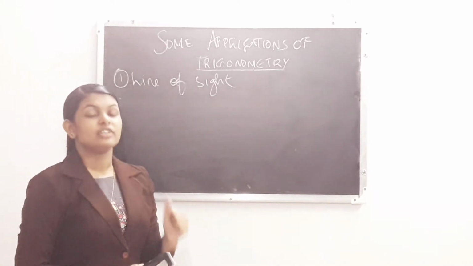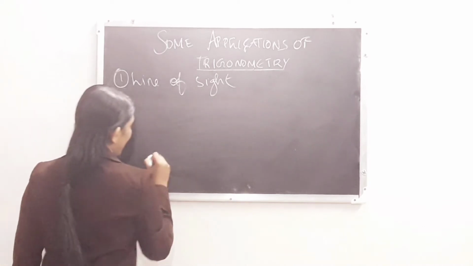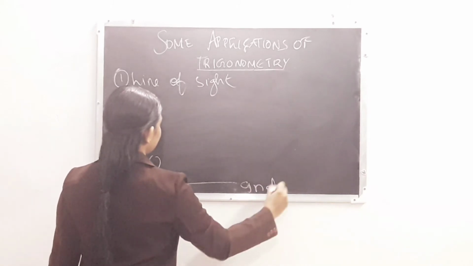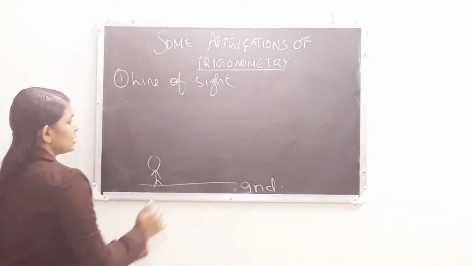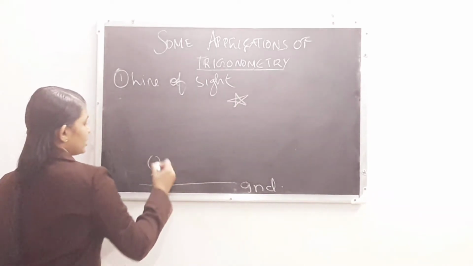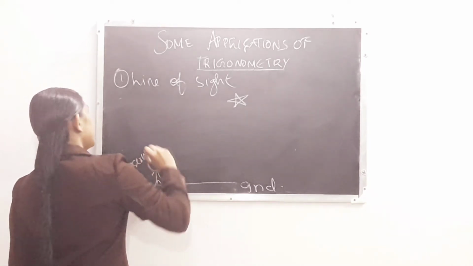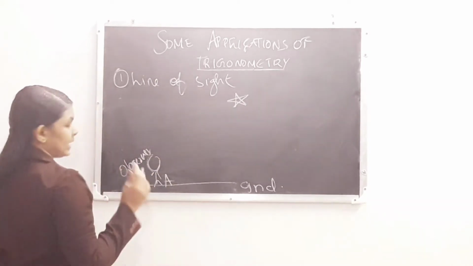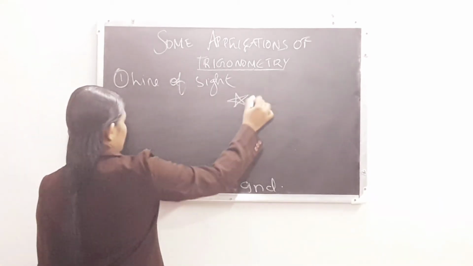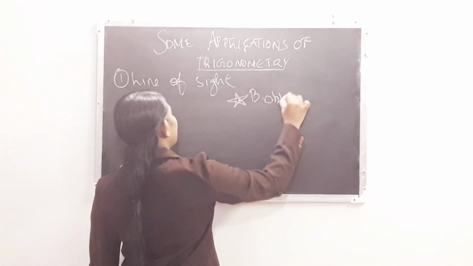Line of sight is a line joining the observer and the object to be viewed. For example, you consider a man who is standing on a horizontal ground, and he is observing a star in the sky. So this man is the observer. He is at a position A. Now the object to be observed is at B. This is the object which is being observed by the observer.